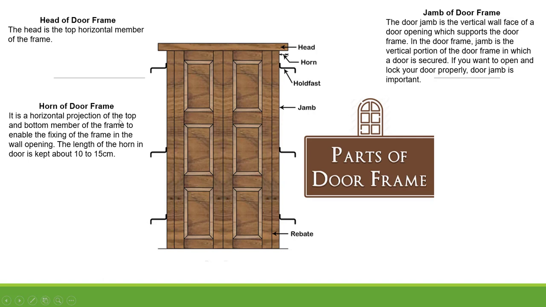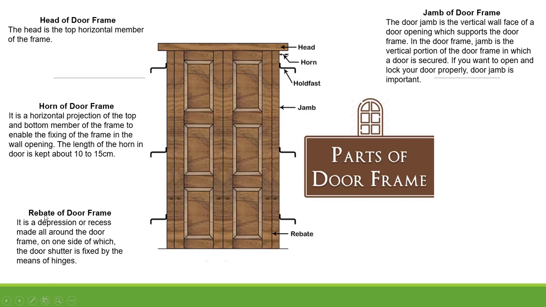It is a horizontal projection of the top and bottom member of the frame to enable the fixing of the frame into the wall opening. As these horns go into the wall, this helps to fix the door into the wall, right? So we usually provide them at the top of the door or window and the bottom of the door or window too. The length of the horn in a door is kept about 10 to 15 centimeters.